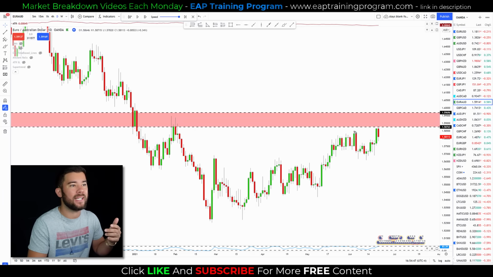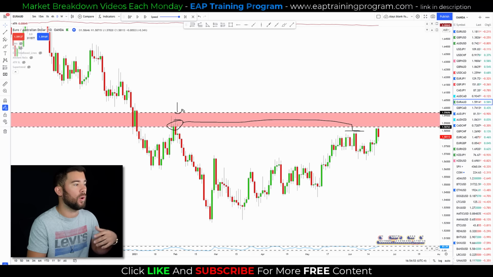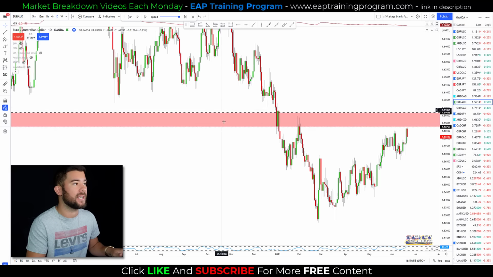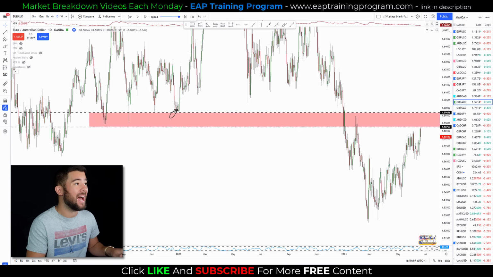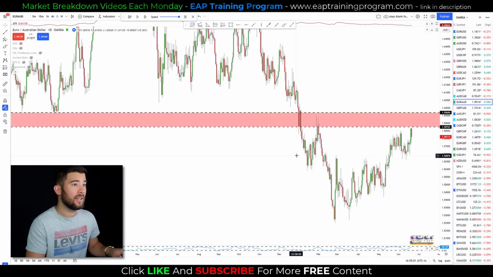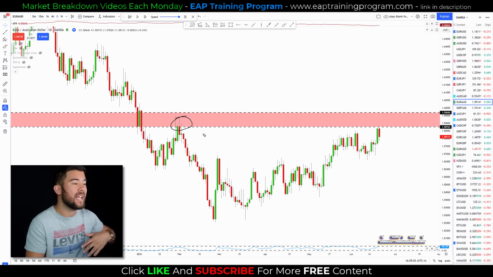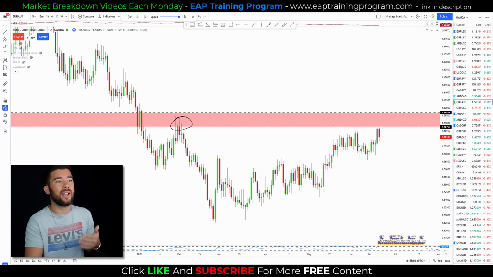So with that being the case, I have to look above this area and to the left, which is where I found this level of structure that had also been tested multiple times. So what we have is frequency back here, and we have recency. This is the next level price will hit if it continues higher. That's how I spot these levels.